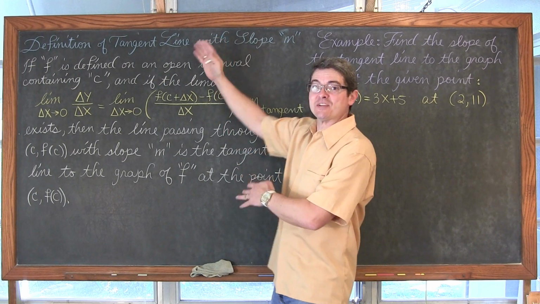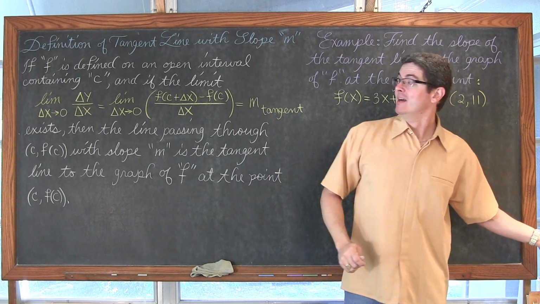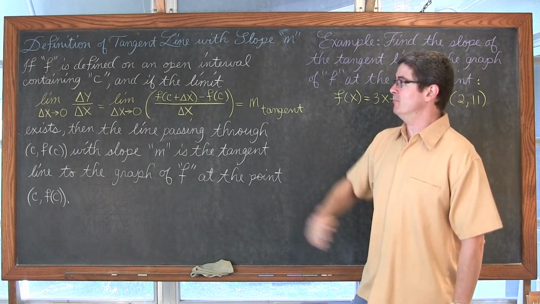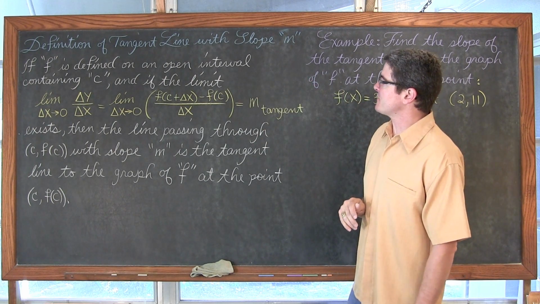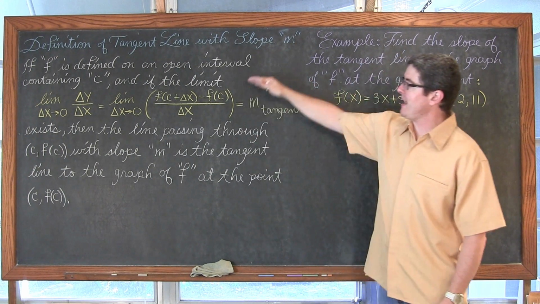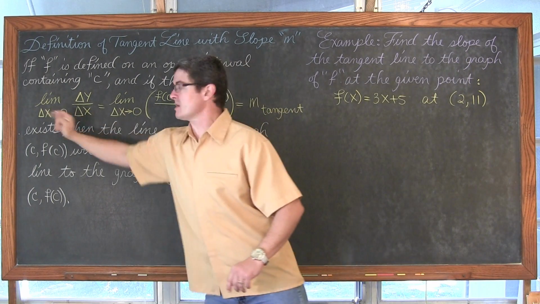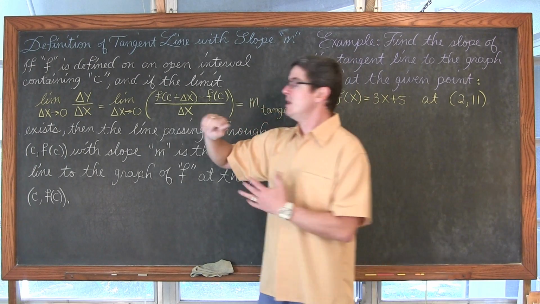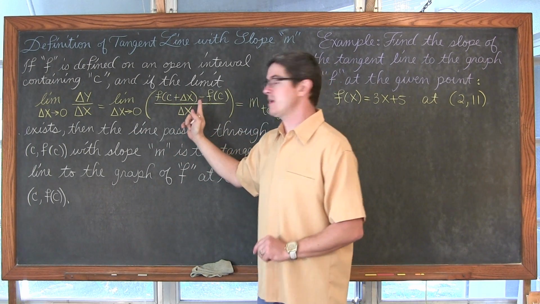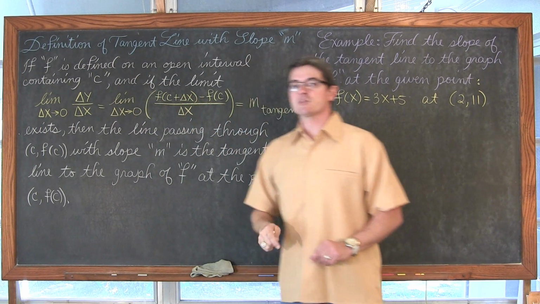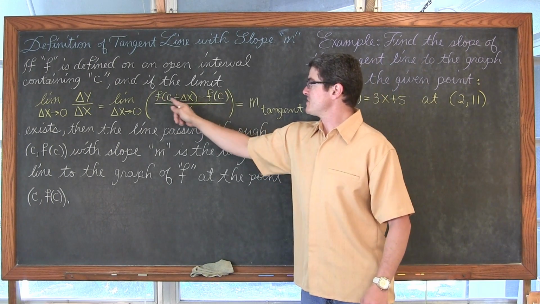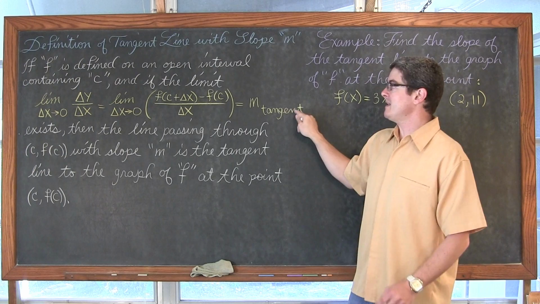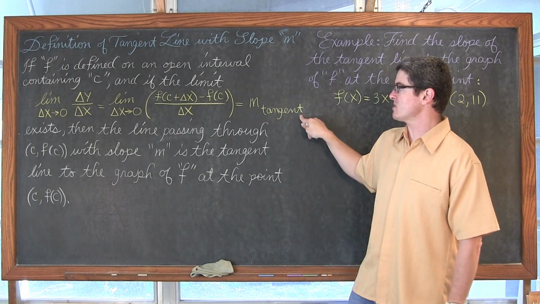Here it is, the main idea behind this whole video, and the many examples yet to follow. Definition of tangent line with slope m. If function f is defined on an open interval containing c, and if the limit exists, the limit as delta x approaches 0 of delta y over delta x, or more formally with the difference quotient from pre-calculus, the limit as delta x approaches 0 of f of c plus delta x minus f of c over delta x, that is going to be the slope of the tangent line.